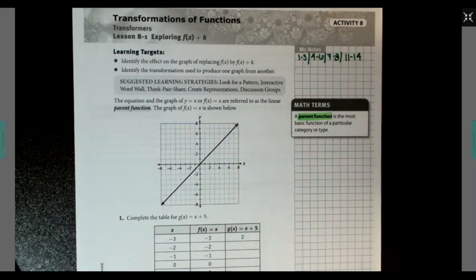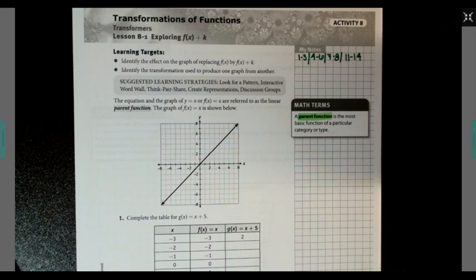Today we're going to talk about transformations of functions. Lesson 8-1, exploring f of x plus k. We're going to split this lesson into 4 separate sections: questions 1 to 3, questions 4 to 6, questions 7 and 8, and then we'll finish out with 11 through 14.